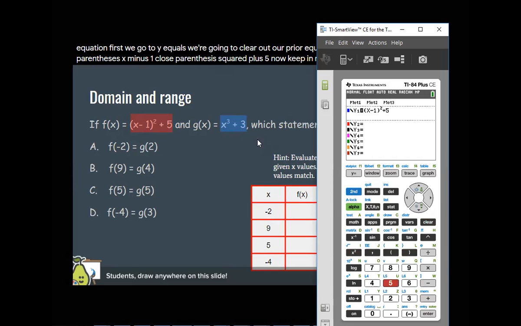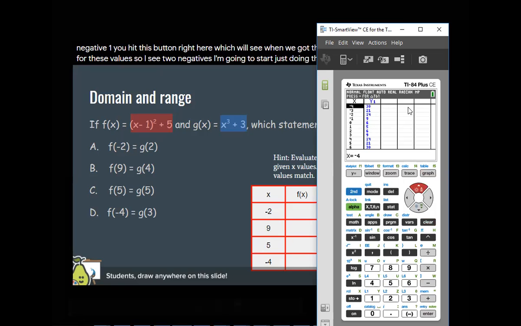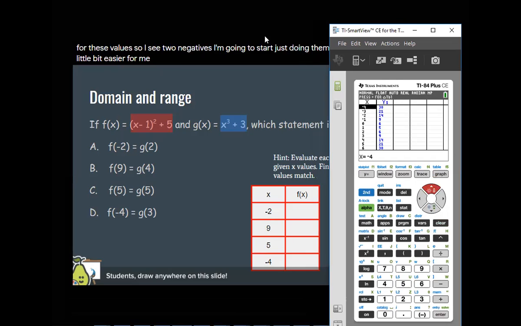Now keep in mind, which you'll see on this next problem, we have a squared button already, but if you need a different exponent that's not 2 or -1, you hit this button right here, which we'll see when we get to the blue. Now you're going to hit second graph, and you're looking for these values. I see 2 negatives, so I'm going to start doing them from bottom to top to make it a little bit easier for me. So I'm going to start with -4.